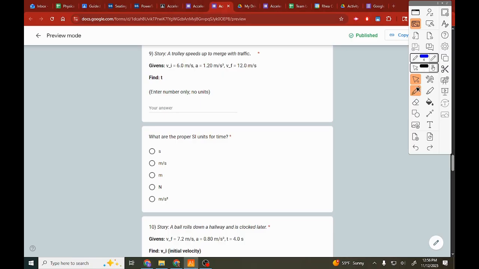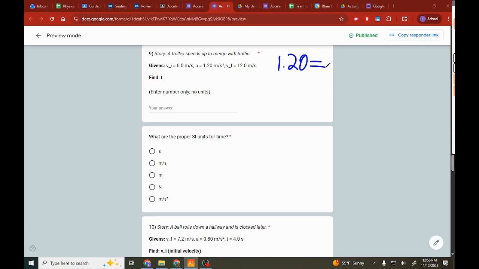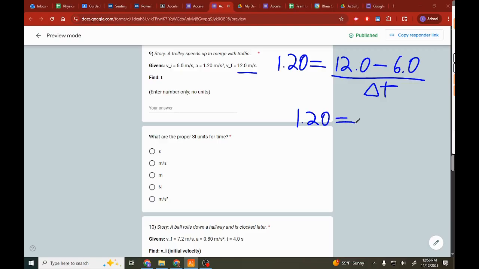Number 9. A trolley speeds up to merge with traffic. We're looking for time. Acceleration is given, 1.2. Final velocity is given, 12.0. Initial velocity is also given, 6.0. All being divided by time, but that's what we want to find. So first, if I'm doing this super carefully, I can simplify the top piece. 12.0 minus 6.0 will be, well, 6.0.